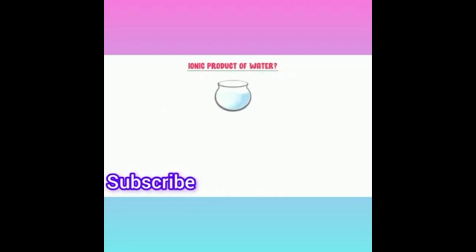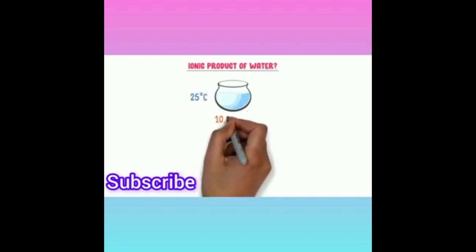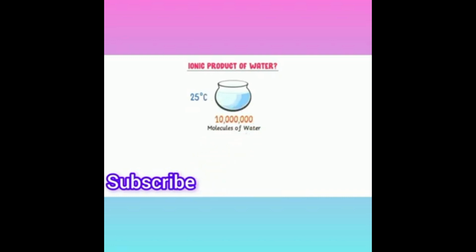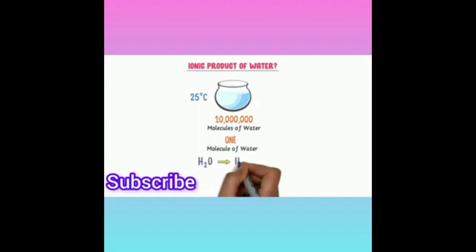Well, consider water in this object at 25 degrees centigrade. Let there be 10 million water molecules present in it. Now listen carefully. It is experimentally proved that out of 10 million molecules of water at 25 degrees centigrade, only one molecule ionizes into hydrogen ion and hydroxide ion.